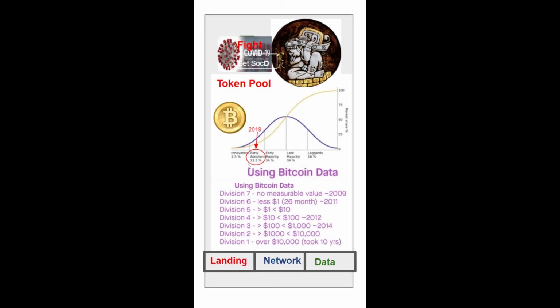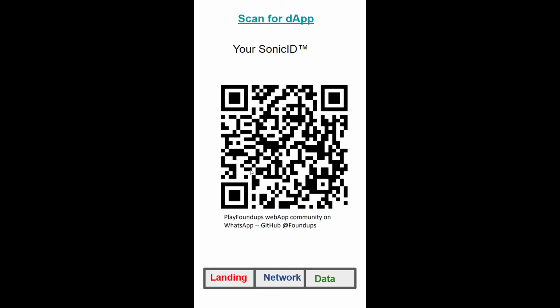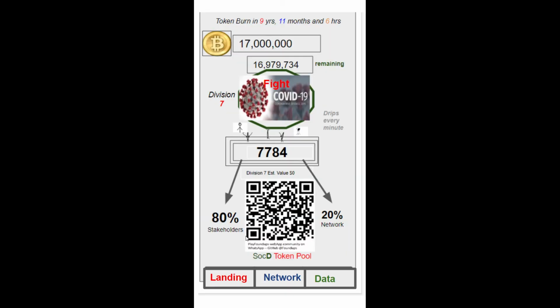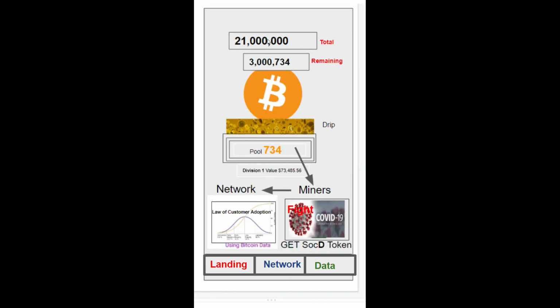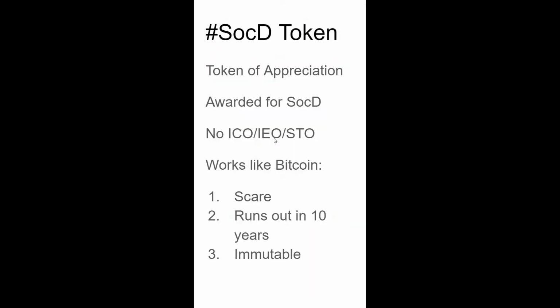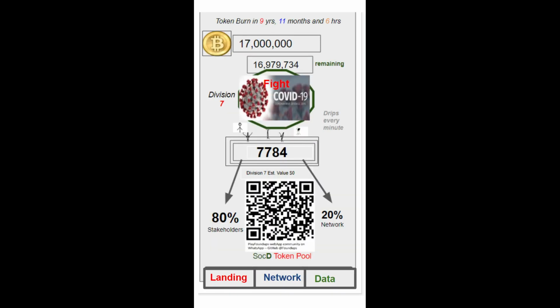And what is the guarantee that it's going to go up? Well, it works just like Bitcoin. There's a finite amount of token, right? There is scarcity. It runs out. It's immutable. It's built on any blockchain. So the SD token can be built on Ethereum, it could be built on EOS, there could be multiple SD tokens. It doesn't matter.